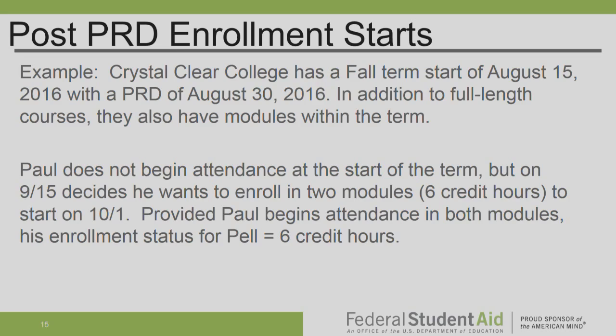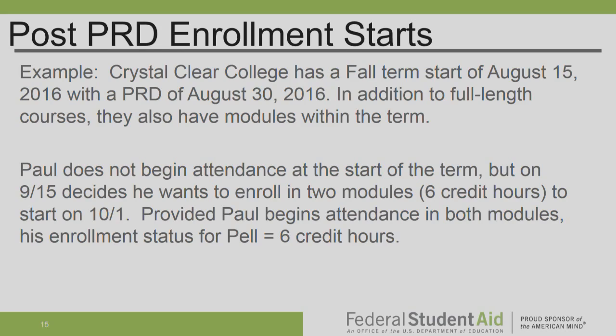Now, Paul, as an example, does not begin attendance at the start of the term. Do you see that? He didn't enroll yet. But on 9/15, he wants to enroll in 2 modules. He enrolls on September 15th. Which is later, the PRD or the enrollment? The enrollment. So I'm going to take the enrollment that occurs, because that's the latter of the two. He enrolls in 2 modules to start on 10-1. So I am indeed going to take that into consideration. I get to do that. So Paul does indeed get half-time status.